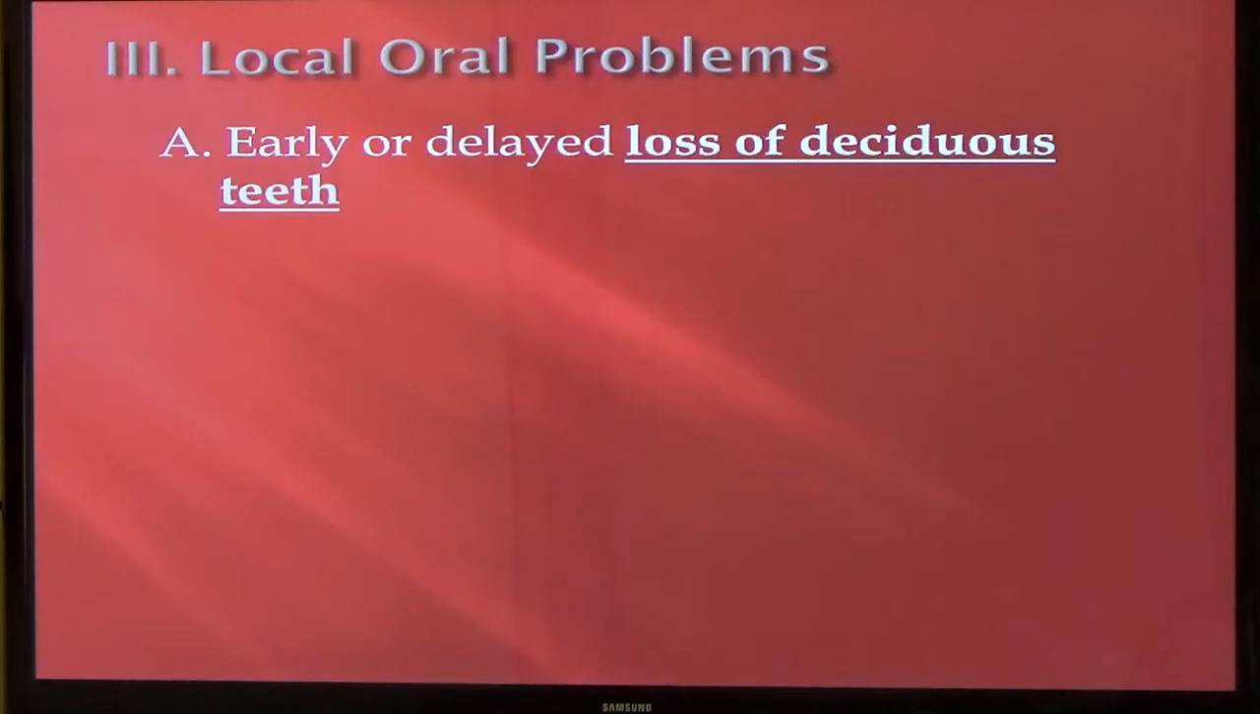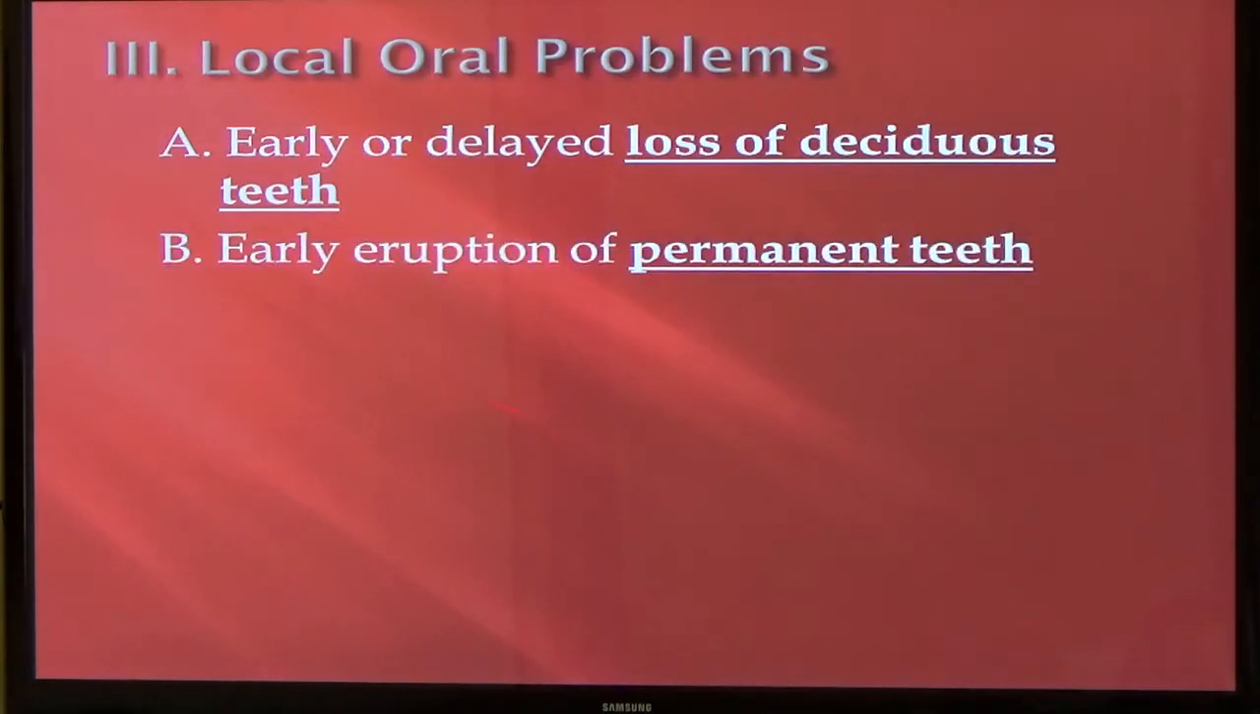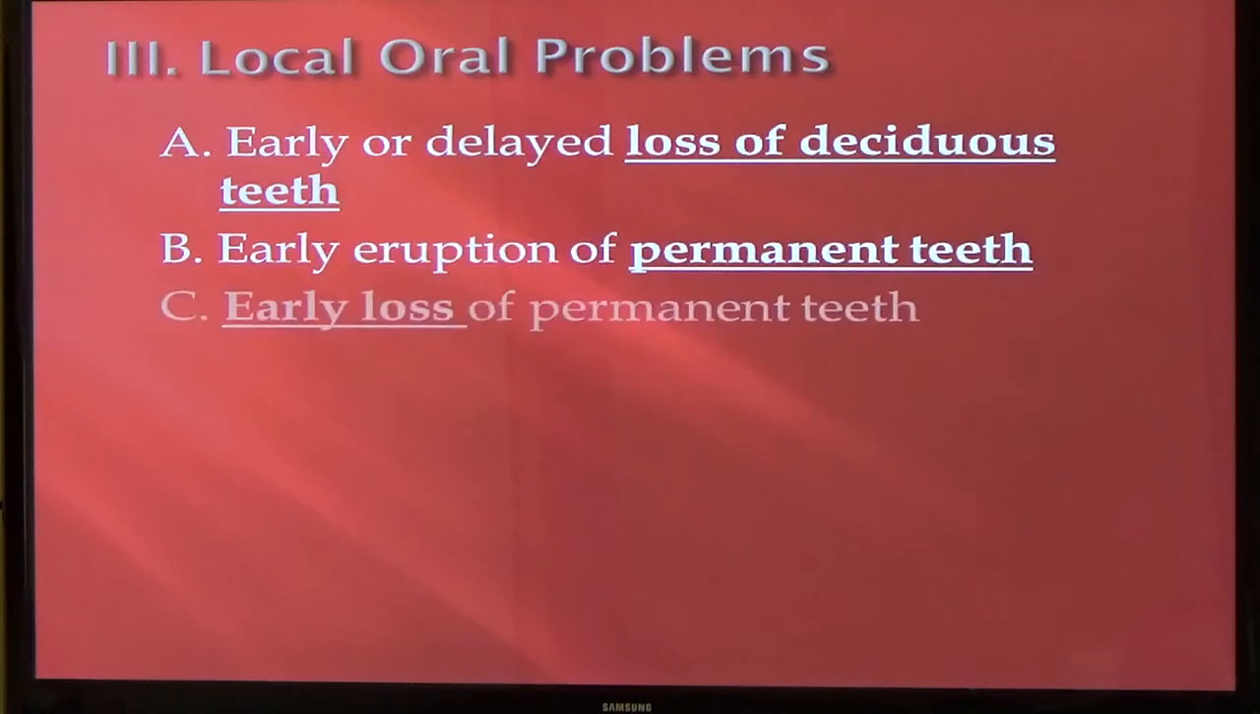Early or delayed loss of baby teeth. Okay, if you lose a baby tooth early, what happens to your permanent teeth? They drift. Or if you have a big cavity on your baby tooth, what happens to the permanent tooth? It's going to drift into that cavity space. Early eruption of permanent teeth. Okay, if you get a permanent tooth that comes in before its time, and the baby tooth isn't lost, or it is lost, this tooth is going to come in and tip before this other one comes in, so it's going to cause some crowding.